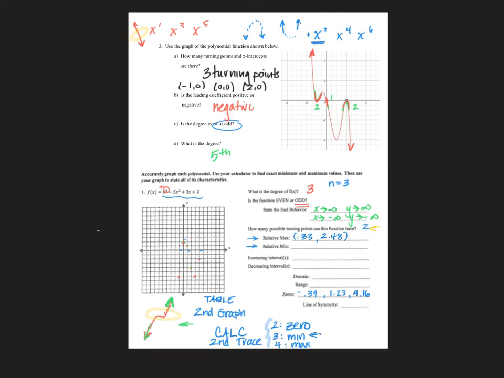This is our min. So you're going to push 3 or arrow down and push enter. Left bound. So you go to the left of that low point, that minimum. I'm going to push enter. Right bound. I arrow past it. I push enter again. Guess, move that cursor as close as you can and push enter. And so what I got for that is 2.999. I'm actually going to round that to 3 since that 9 keeps repeating. So 3, -7.